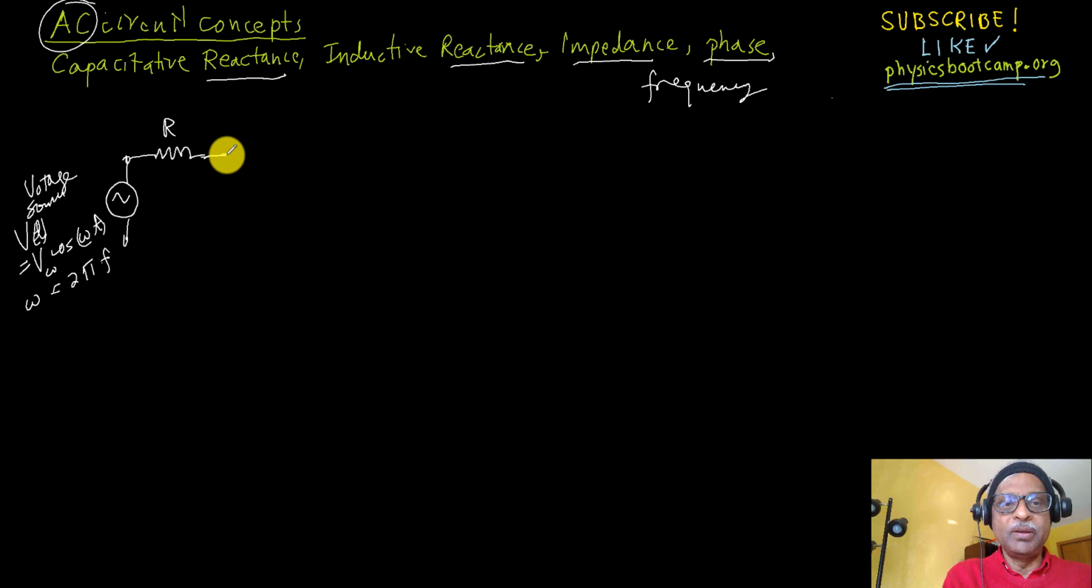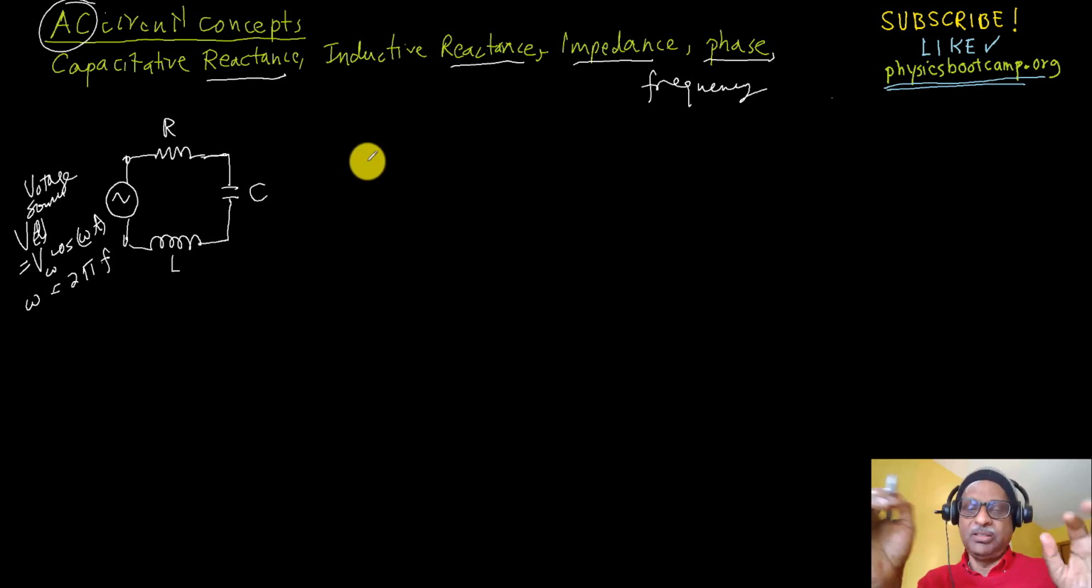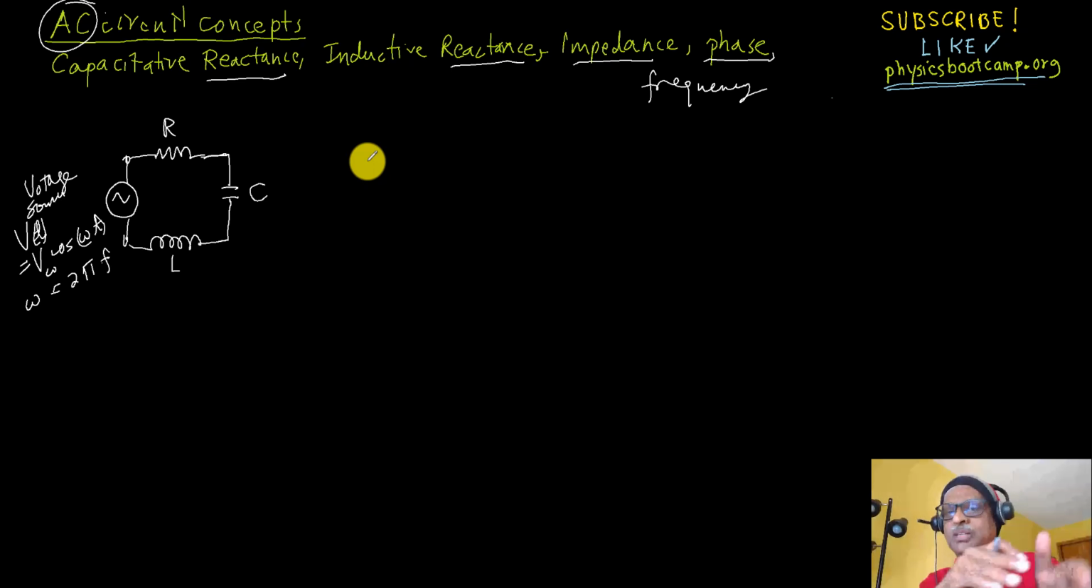The effective capacitance in the circuit is C, and the effective self-inductance in the circuit is L. So this is like a series RLC circuit. It represents a whole bunch of circuits. You can have many circuits with one source, and you can write it as a series RLC circuit. So this is the only one we need to study.